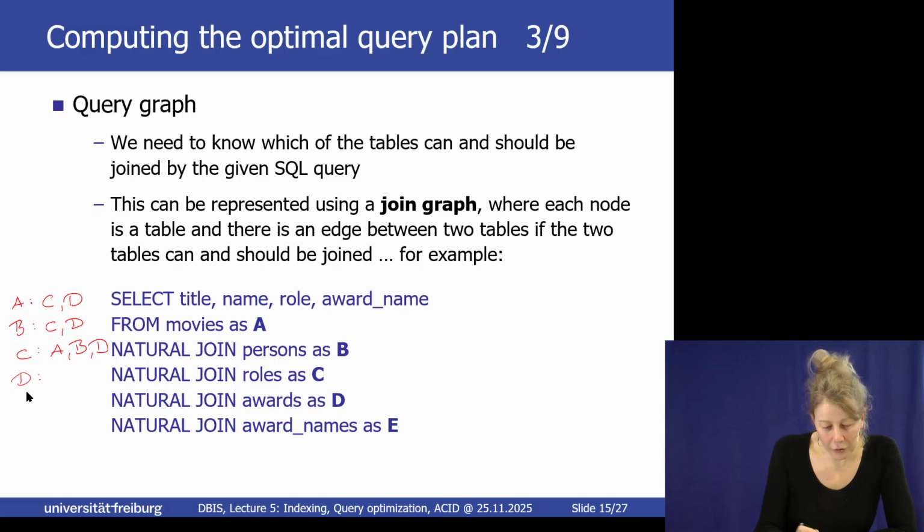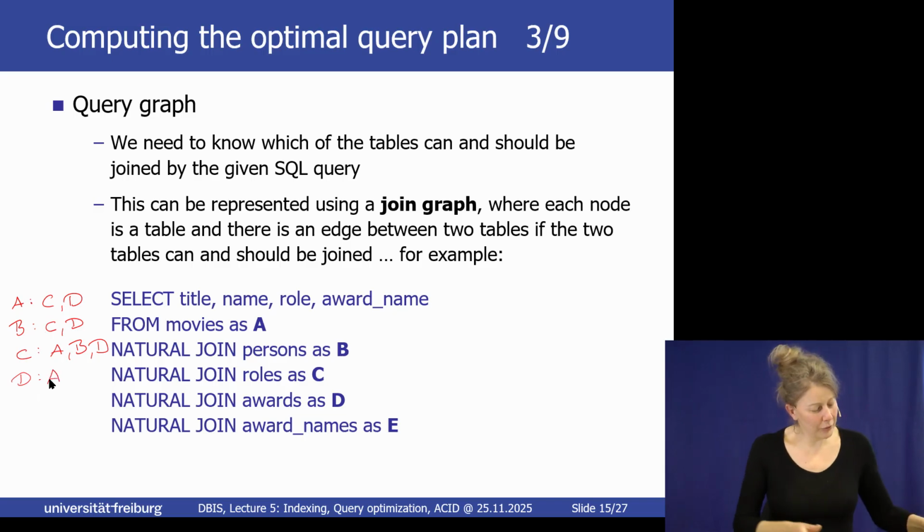And D, so you see it's not that easy. That's why there is a join graph. D, please, even if we get it wrong, it doesn't matter. It's just for explaining. What's D? Can be joined with? A, B, C, and E. That's too much. A, yeah, I think an award is for, we have to look it up.